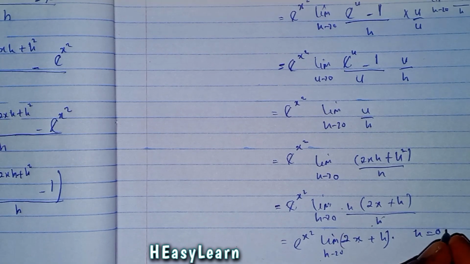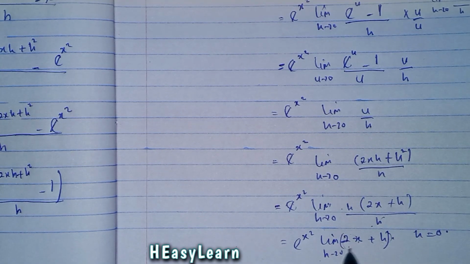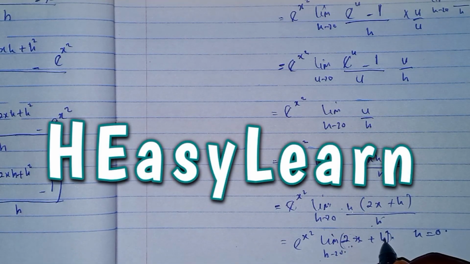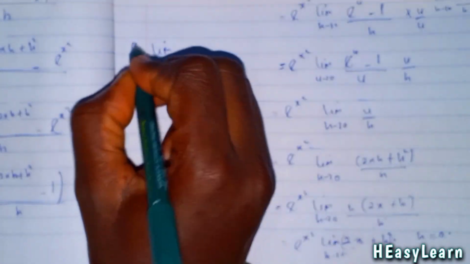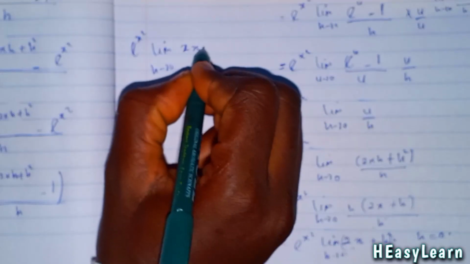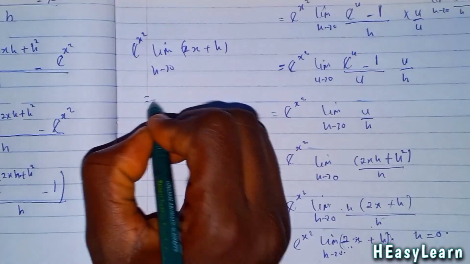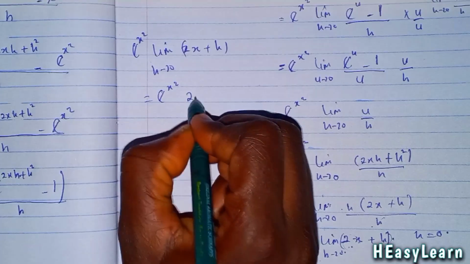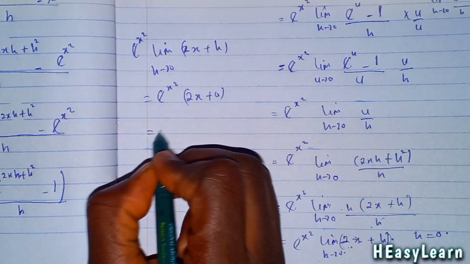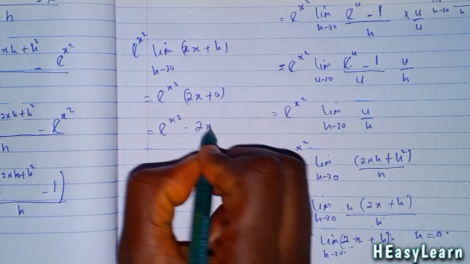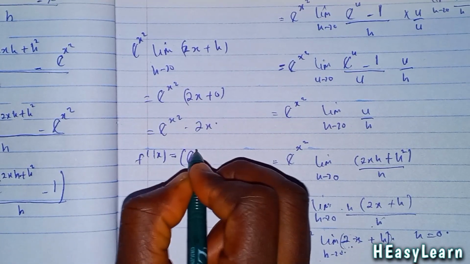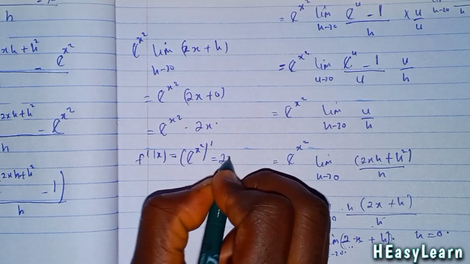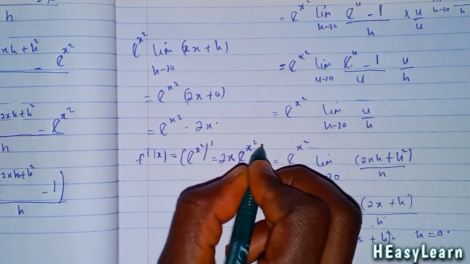From here, anytime we plug in h equals 0, there is no h in 2x, so the limit as h approaches 0 is still 2x. There is h here, which will go to 0. So the limit as h approaches 0 of 2x plus h is equal to e to the power of x squared times (2x plus 0). This is e to the power of x squared multiplied by 2x. So f prime of x, the derivative of e to the power of x squared, is 2x e to the power of x squared.